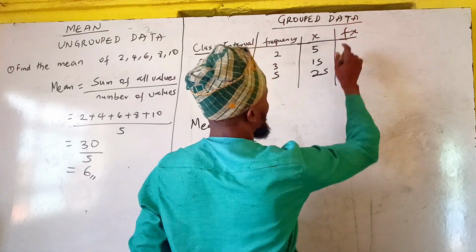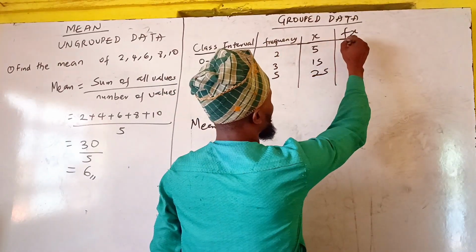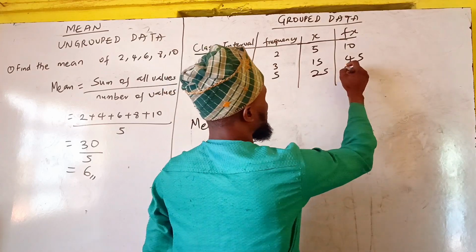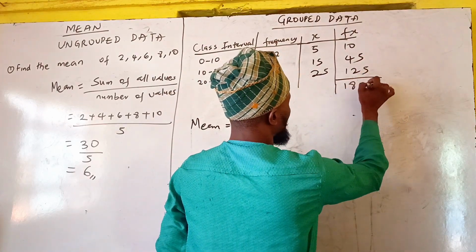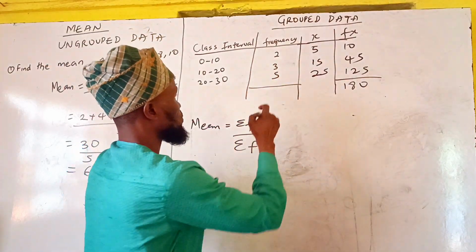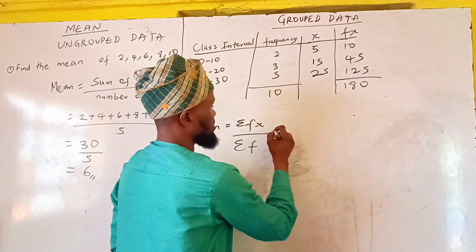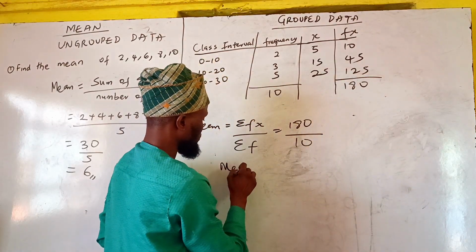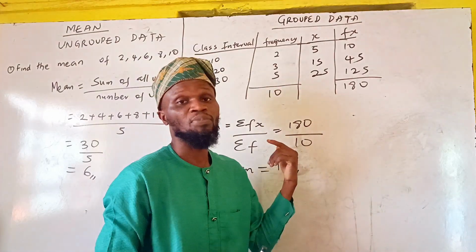Now you need to get our fx, which is what? The product of frequency and the midpoint. 2 times 5 gives us 10. 3 times 15, 45. 5 times 25 gives us what? 125. So when you add everything together, this is going to give us 180. When you add the frequencies together, 2 plus 3 plus 5, is going to give us what? 10. So applying our formula, we have summation fx, which is 180, divided by summation f, which is 10. So our mean is now going to be what? 18. So this is the mean of grouped data.